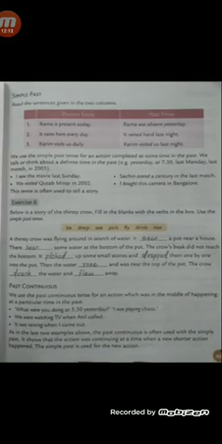now exercise 6. Below is a story of the thirsty crow. Fill in the blanks with the verbs in the box. Use the simple past tense. So what you have to do? You have to fill the verbs in simple past tense in the blanks of this story and complete the story by putting proper verbs in the proper blanks.